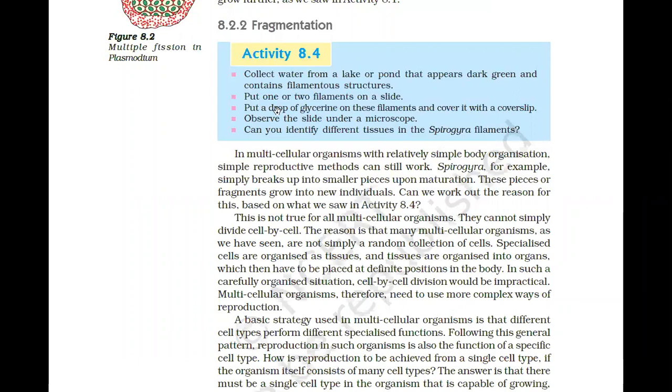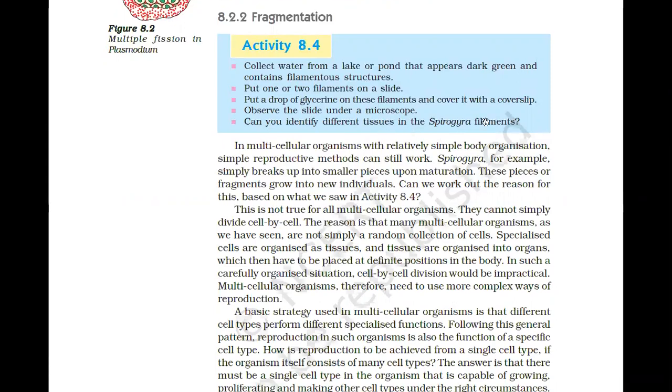Put 1 or 2 filaments on a slide. Put a drop of glycerine on these filaments and cover it with a cover slip. Observe the slide under a microscope. Can you identify different tissues in the Spirogyra filaments?